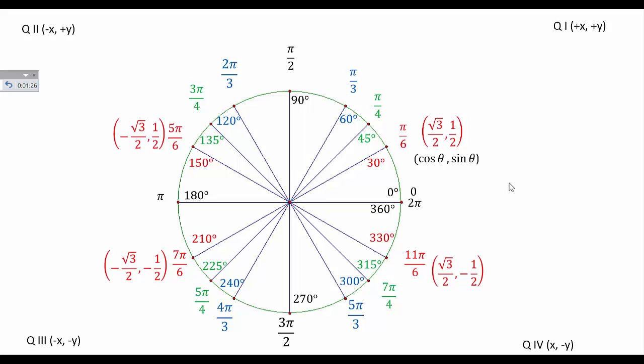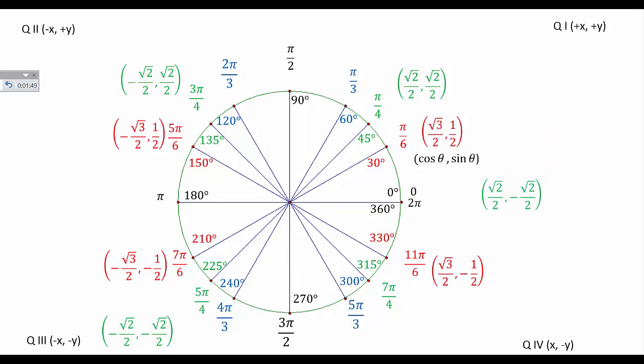Let's do the same thing for our pi over 4 or our 45-degree reference angle family. We know that the point that lays on the terminal side of the 45-degree angle would be square root of 2 divided by 2, comma, square root of 2 divided by 2. Because we're looking at our reference angle family, each of those angles that has a reference angle of 45 or pi over 4 will have exactly the same first coordinate and second coordinate, except changing signs based upon the quadrant.